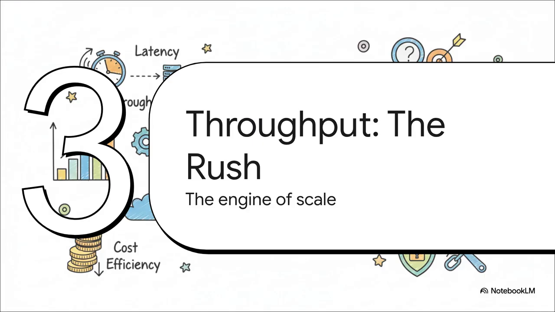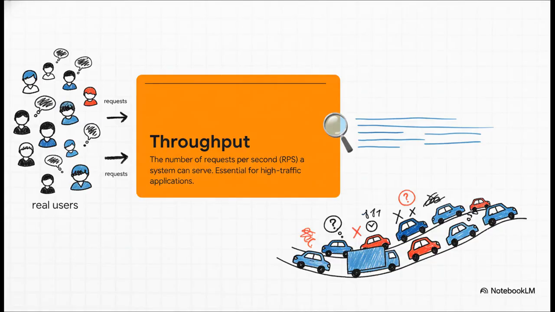Okay, on to our second pillar, throughput. So, if latency is all about how fast one person gets an answer, throughput is about how many people can get an answer at the same time. This is the engine that lets your app actually scale. We measure this in requests per second, or RPS, for any app that's going to face a lot of users. Think a customer service chatbot or a search engine. Low throughput means people are going to get stuck in a line, just waiting. It's basically a digital traffic jam, and nobody likes being stuck in traffic.